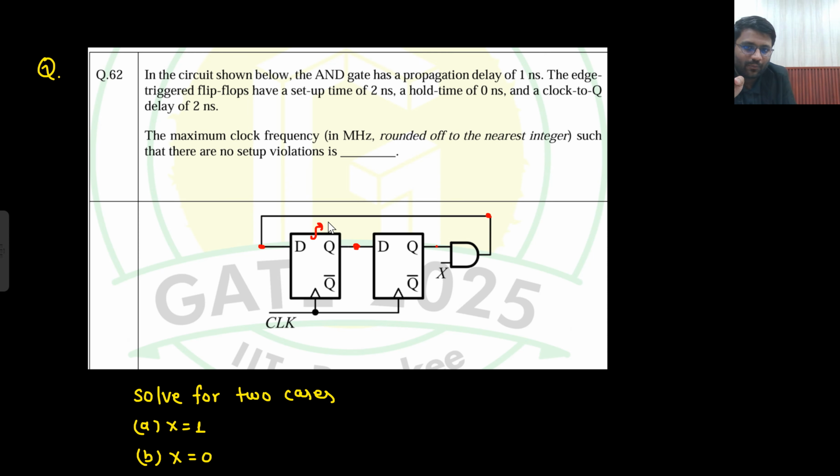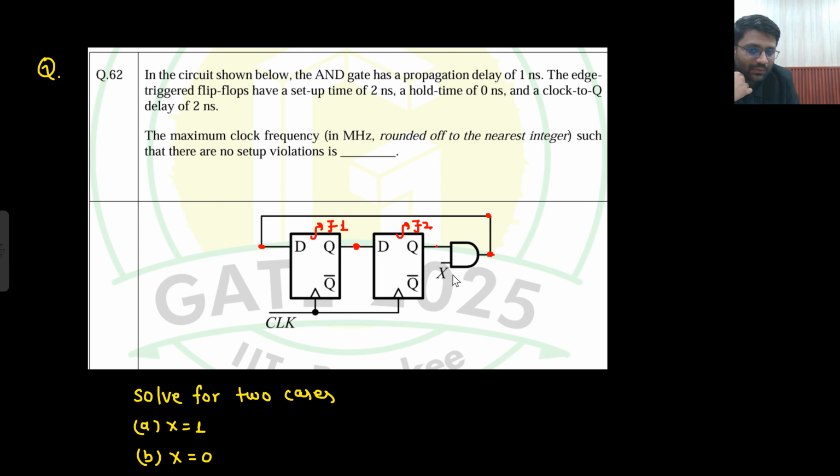Let's just say this is your flop 1 and this is your flop 2. So input of flop 1 is already not fixed. What about the input of flop 2? Input of flop 2 is already not fixed. What about the input of flop 1? So input of flop 1 is coming from here. Is this output fixed? No. Why is that so? Because you don't know the value of X, no?